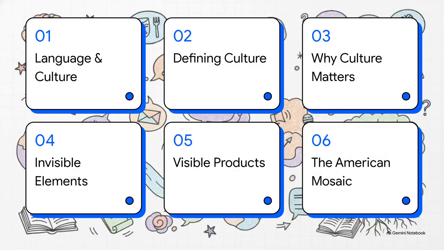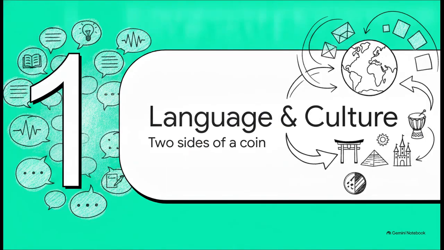Here is our roadmap for today. We're going to take this massive concept and break it down step by step. We'll start with the language and culture coin, defining culture and why culture matters. Then we'll look at the invisible cultural elements, the visible products of culture, and finally, the American mosaic. All right, let's kick things off with Section 1, the language and culture coin.